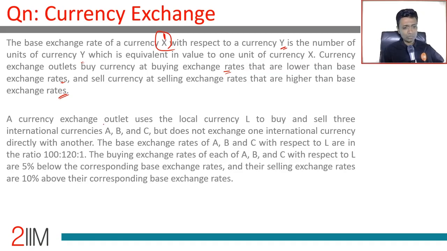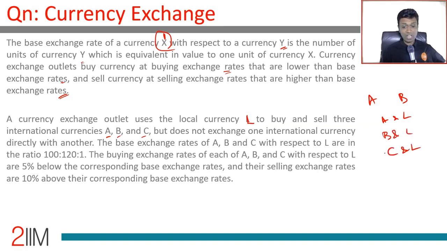Fine. A currency exchange outlet uses the local currency L to buy and sell these international currencies A, B and C, but does not exchange one international currency directly with another. So we cannot exchange A and B. It's A and L, B and L, C and L, thankfully.